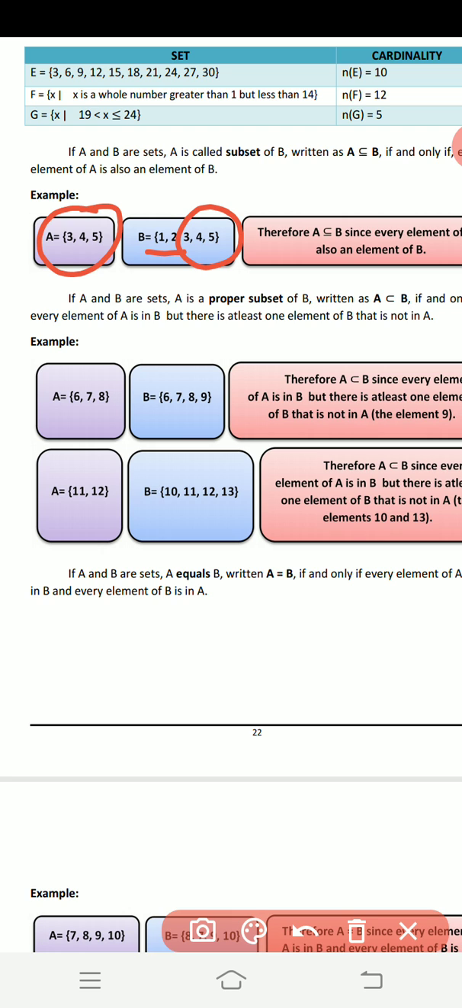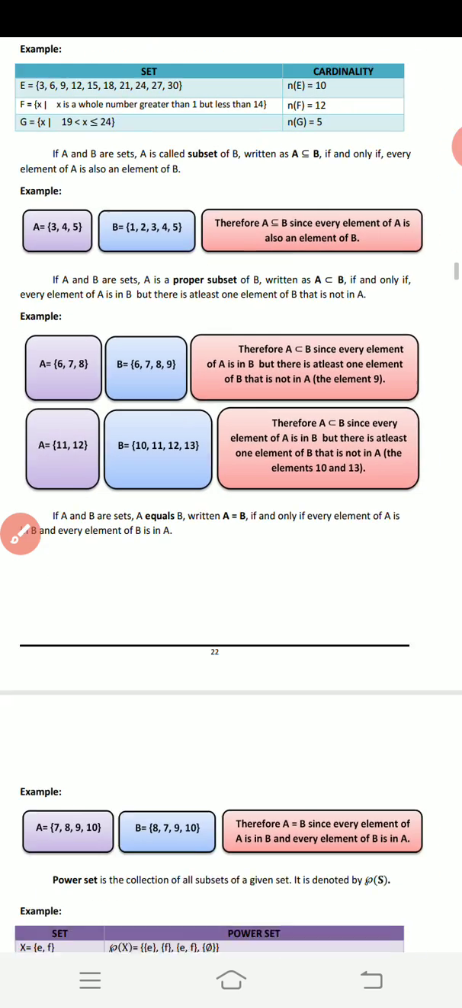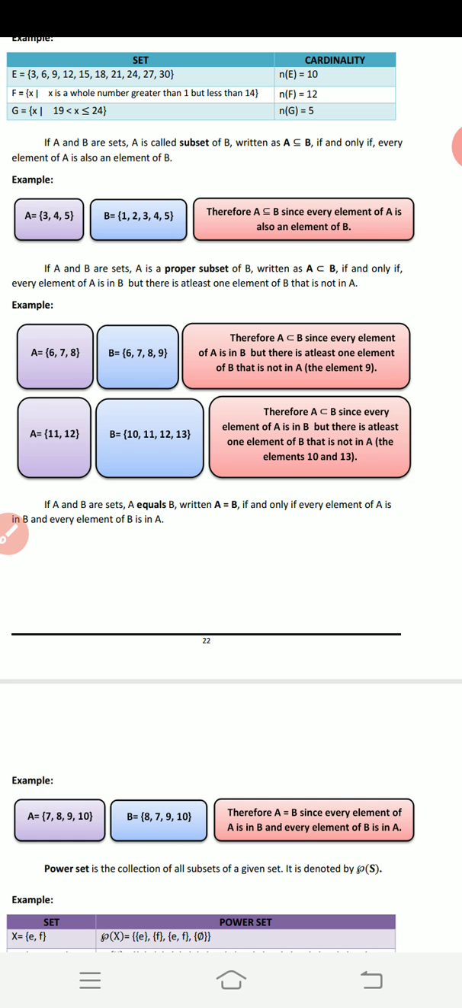Okay. So, let's take a look at the third example. So, we have here set A containing elements 11 and 12. So, if we are going to take a look on the elements of set B, we will see 10, 11, 12, 13, in which makita din natin si elements 11 and 12. Okay. At yung uncommon elements nila ay yung 10 and 13. So, if A and B are sets, A is a proper subset of B since every element of A is in B, but there is at least one element of B that is not in A. The elements, yung sabi ko kanina, the elements 10 and 13.